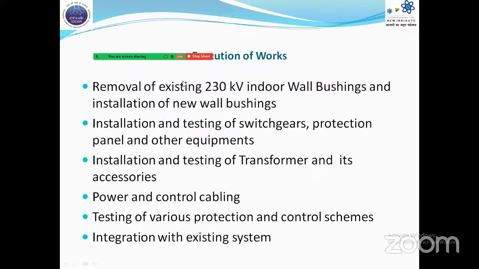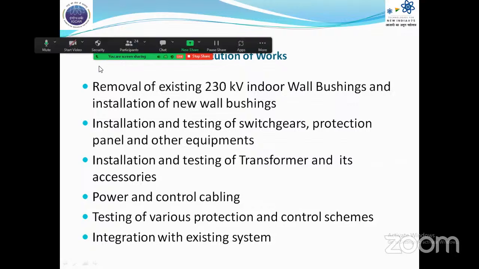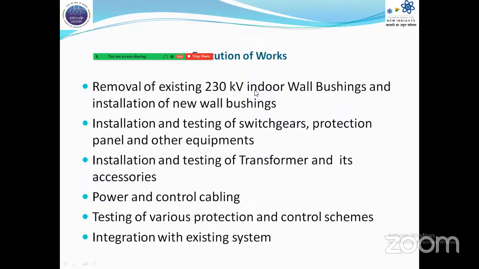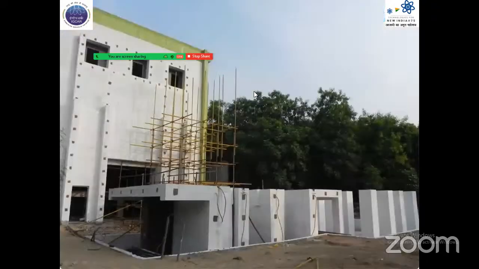Then the execution of works: removal of existing 230 kV indoor wall bushings and installation of new wall bushings, installation and testing of switchgears, protection panel, and other equipments, installation and testing of transformer and its accessories, power and control cabling, testing of various protection and control schemes, and integration with the existing system. The existing 230 kV wall bushings we could not use because those bushings were not provided with CTs. CTs we have introduced in the wall bushing, so the old bushings have to be removed and new bushings have to be installed.